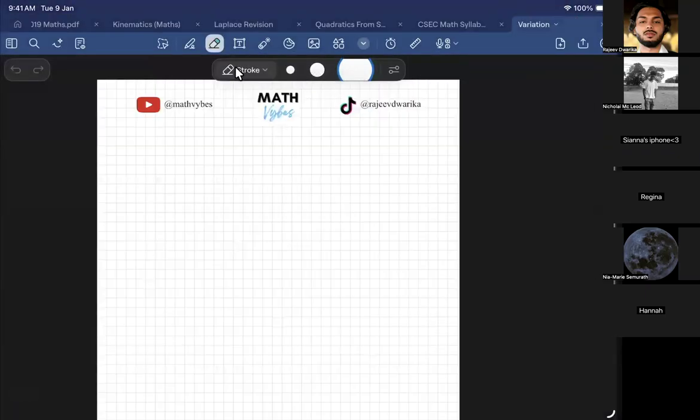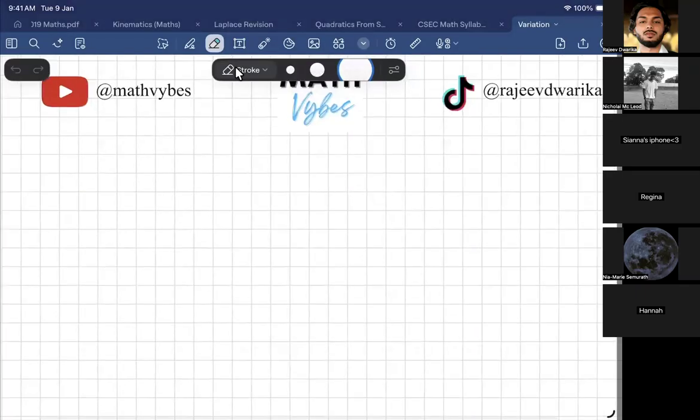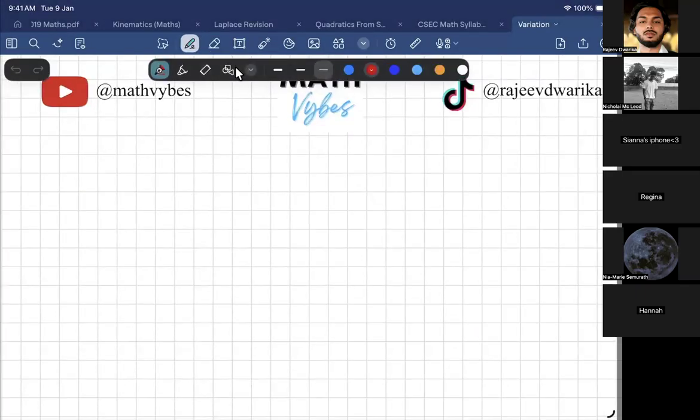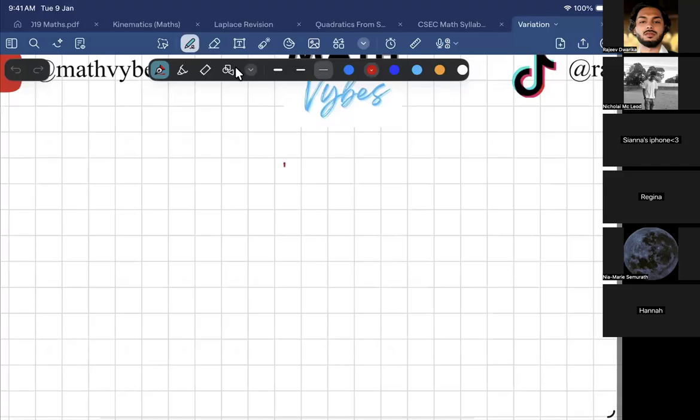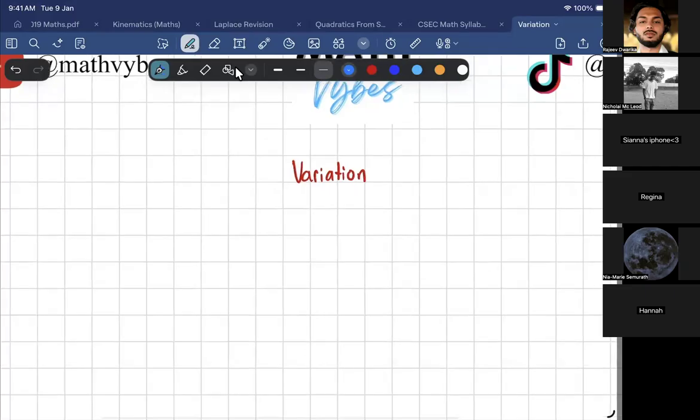All right, so physics people will know what I'm talking about. When we're talking about variation, we're trying to describe how one quantity varies with respect to the other one. That's what we're talking about. So, variation. Let me give you an example, right? This is an example of Hooke's law.